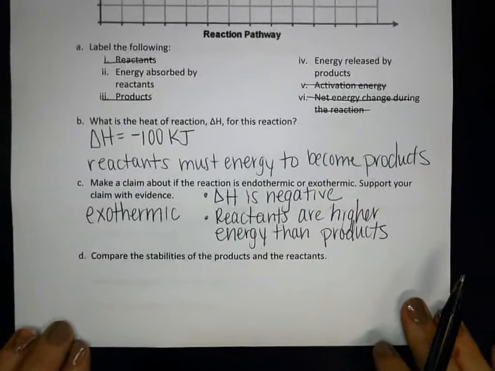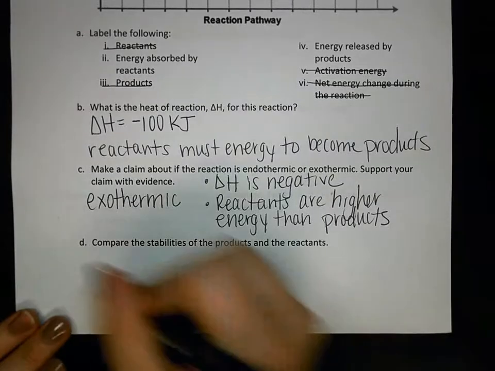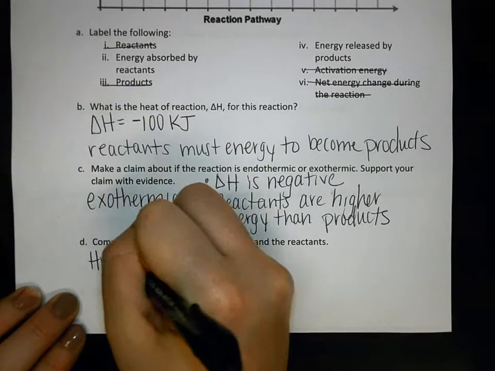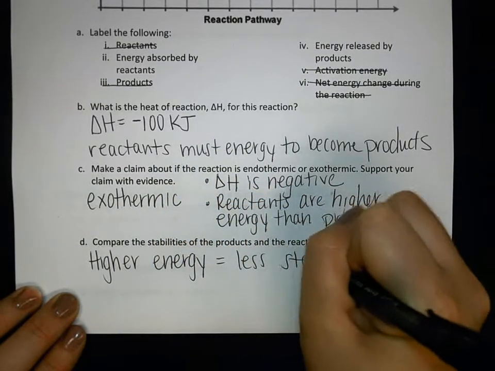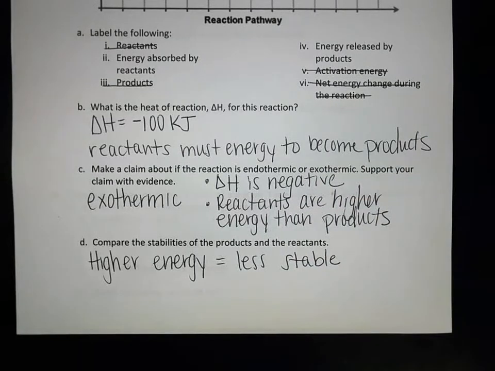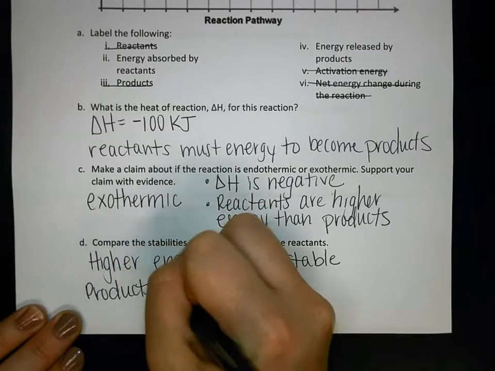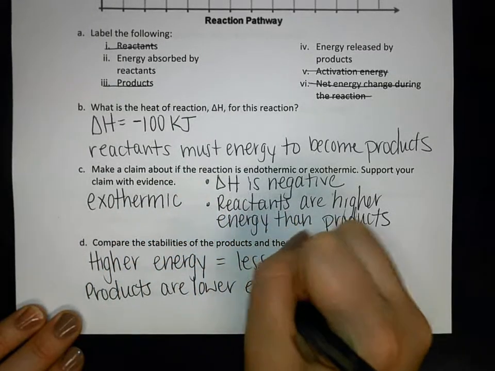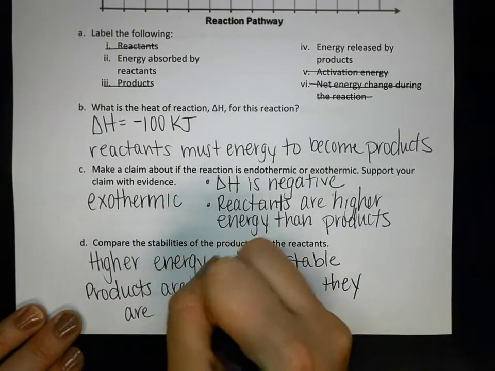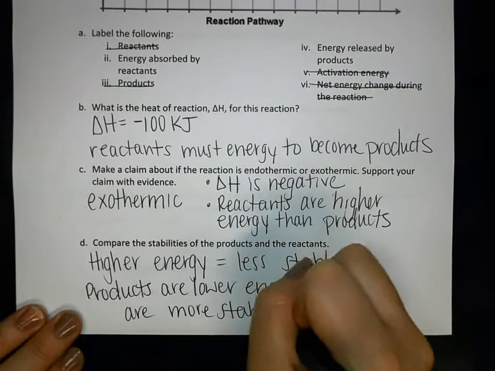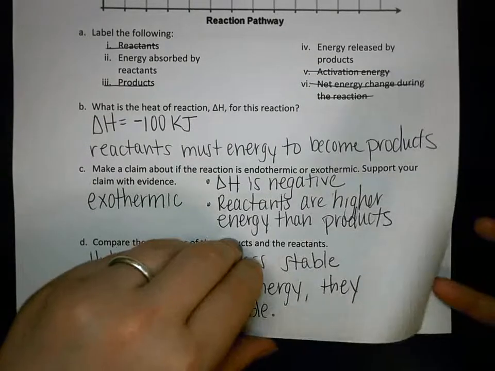Last question on this page asks us to compare the stabilities of the reactants and the products. So what you need to remember is that higher energy means less stable. So in this case, because products are lower, they are more stable. Let's go ahead and look at the next page.